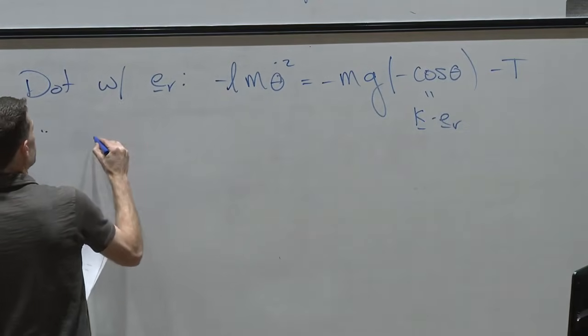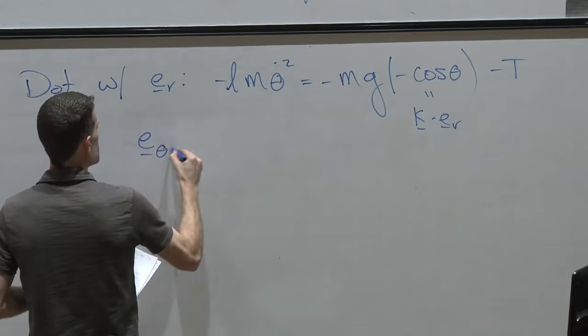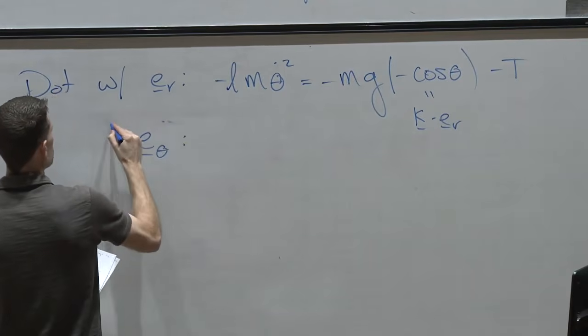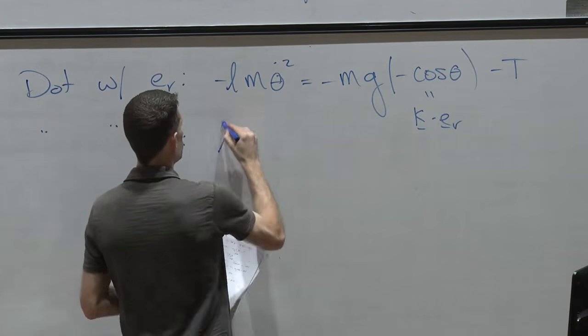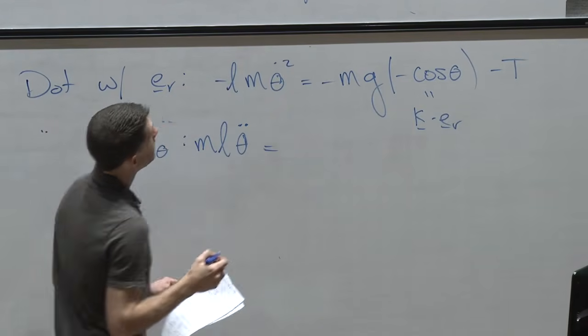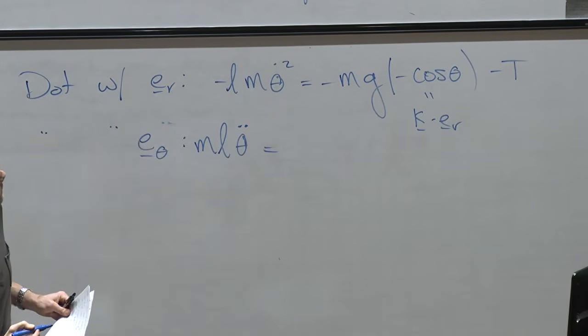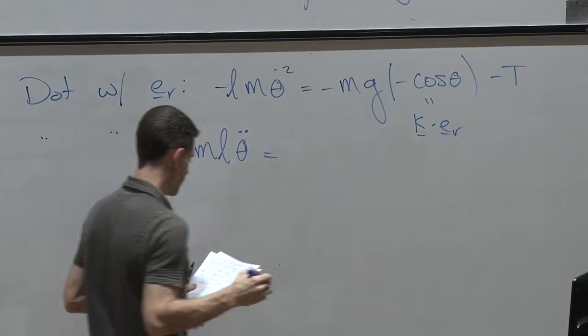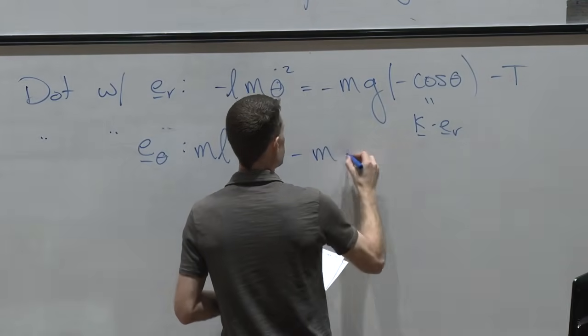And if I dot with E theta, I get m L theta double dot is minus mg k dot E theta, which is sine theta, so minus mg sine theta.